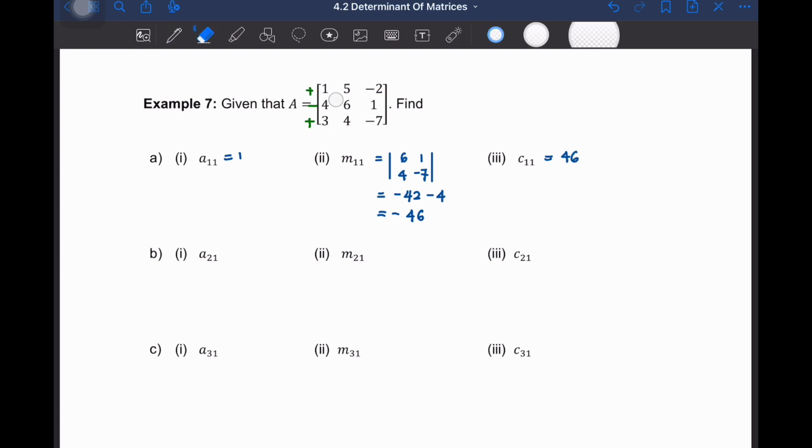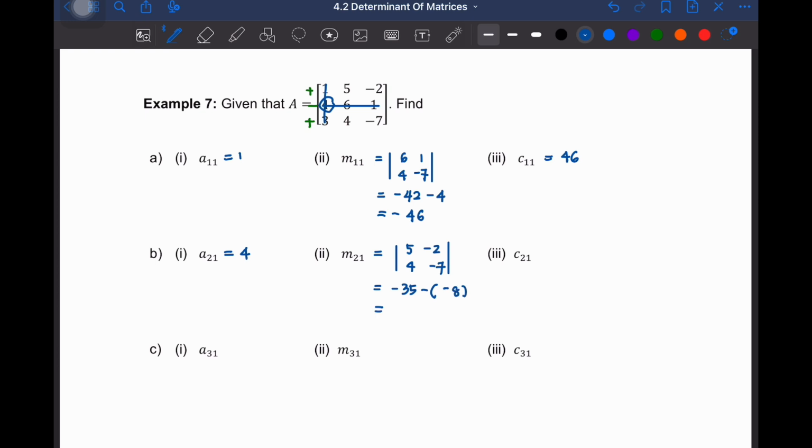Okay, next one. For the next one, it's element A21, which means row 2, column 1, the answer is 4. For the minor, you just delete the row and the respective column. So we have modulus of 5, negative 2, 4, negative 7. Then multiply AD minus BC, so negative 35 minus, it's always minus in the middle, negative 2 times 4 is negative 8. So you have negative 35 plus 8 is negative 27.